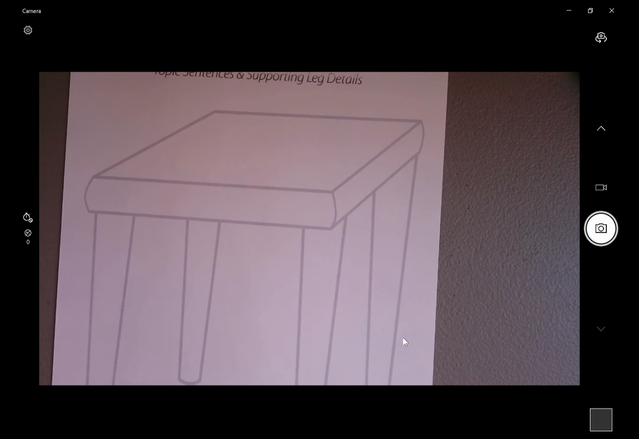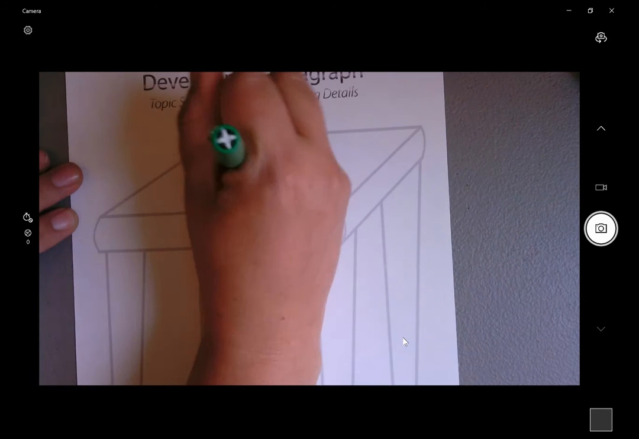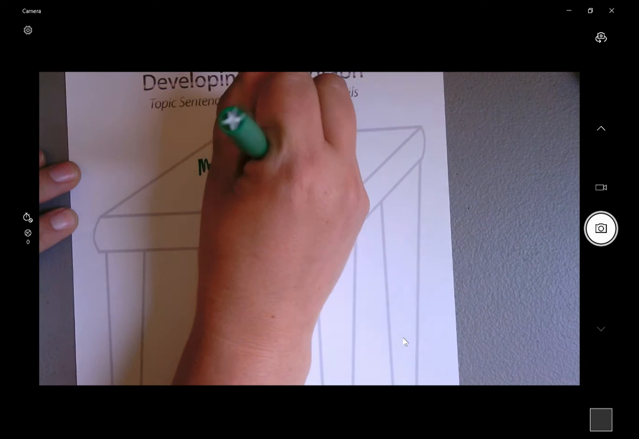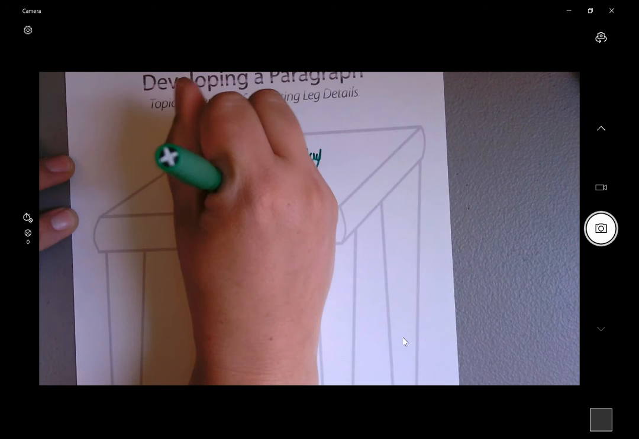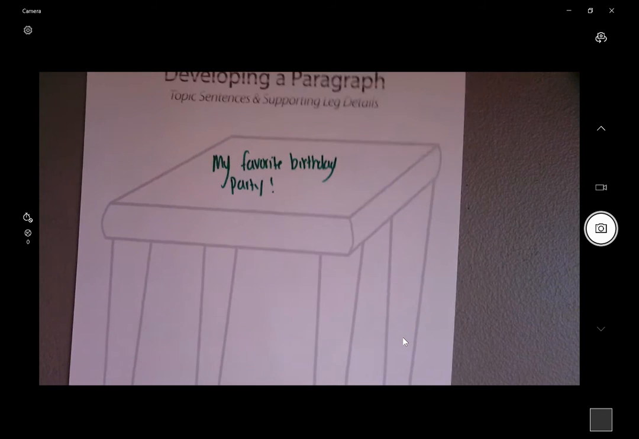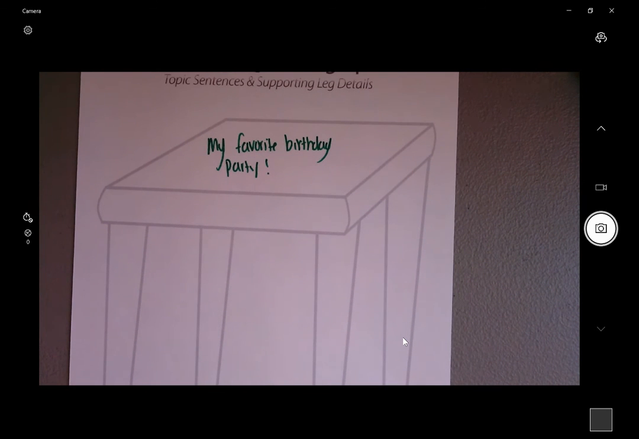Okay, so together we're going to, like I said, talk about my favorite birthday party ever. All right, so since this is my topic, this is where it's going to go up on top of the table. Okay, so we're just going to write my favorite birthday party. Okay, so this is our topic. Today you're going to be able to share whatever you want, but this is the one we're going to do together. All right, so we are going to tell a story about our favorite birthday party ever.